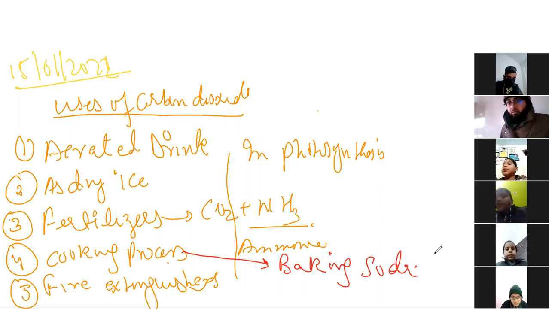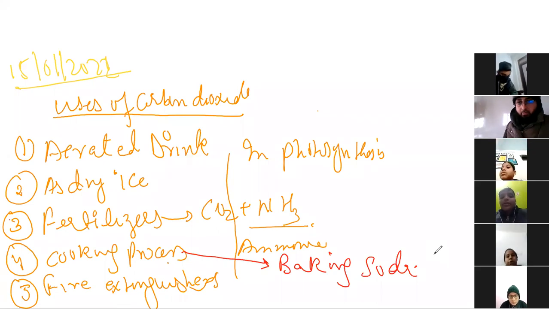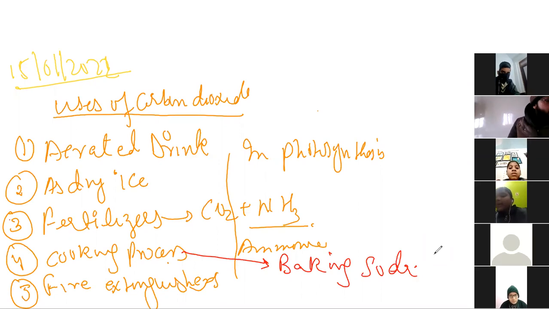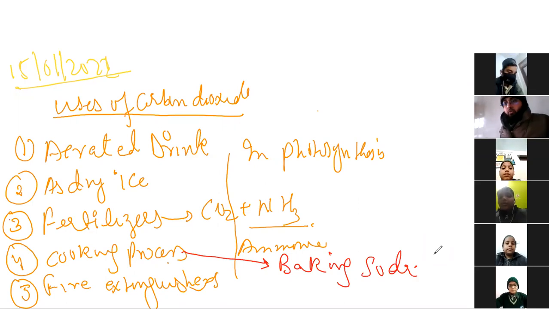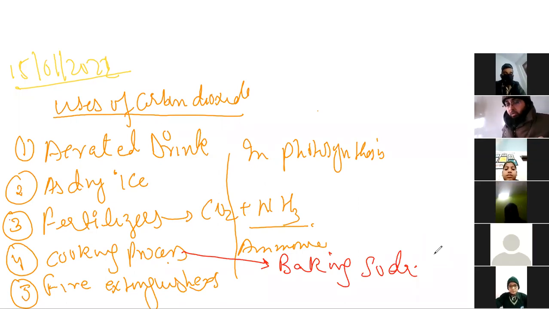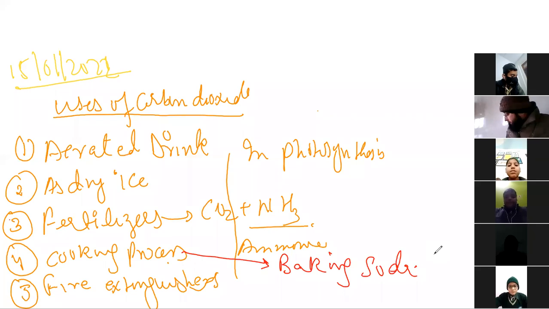Sir, in the cooking process, carbon dioxide is used in the manufacture of baking soda. Now, baking powder is made with baking soda and potassium hydrogen tartrate. This baking powder is used in the dough, to make it rise, to produce a risen dough. Yes, very good. Is it clear?